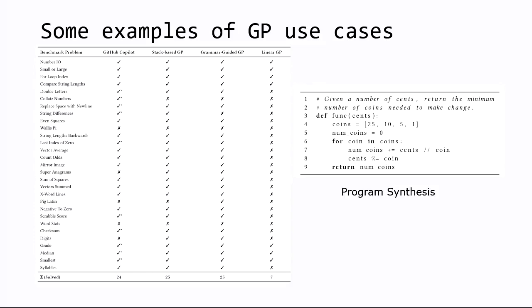This program was evolved. And you can actually see that genetic programming is competitive with the more state-of-the-art code generation like GitHub Copilot. You can see that GitHub Copilot solved 24 of these program synthesis benchmarks, whereas stack-based GP solved 25. So still competitive. Maybe this might not stand the test of time, but it is currently still state-of-the-art for generating computer programs.